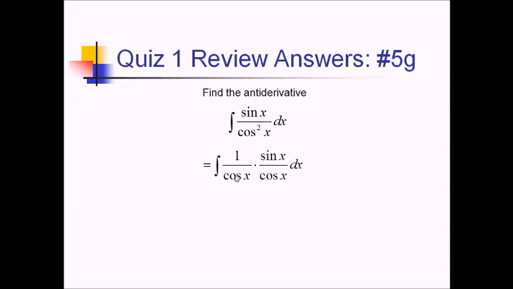So the reason I did this is because each of these can be simplified to another trig function. 1 over cosine is really secant. Sine over cosine is tangent. So I really have secant x tan x, and I know that the antiderivative of this is just secant of x plus a constant.